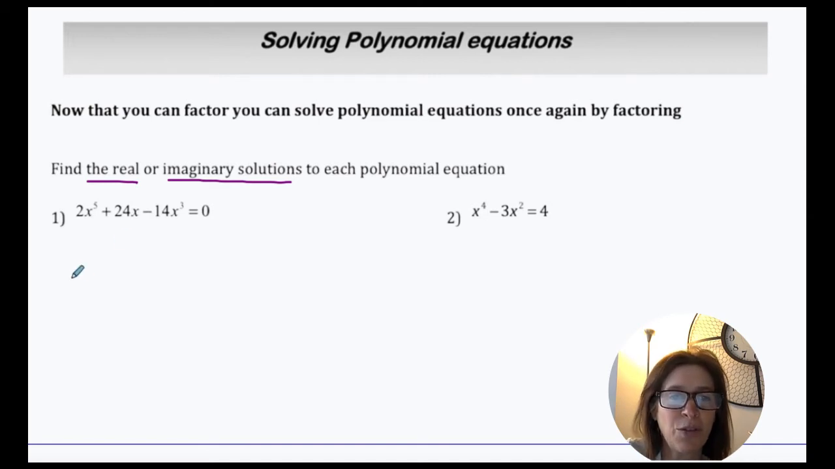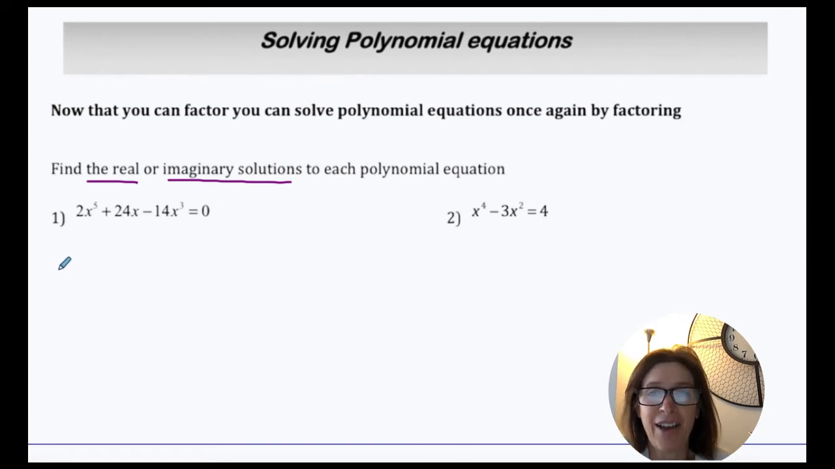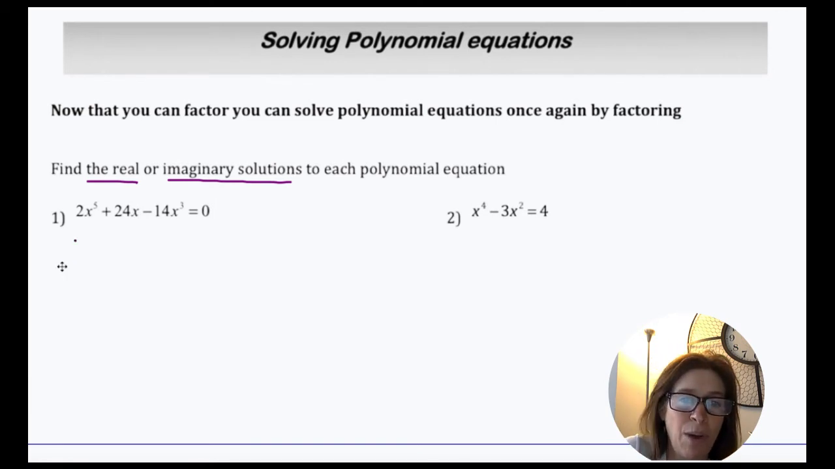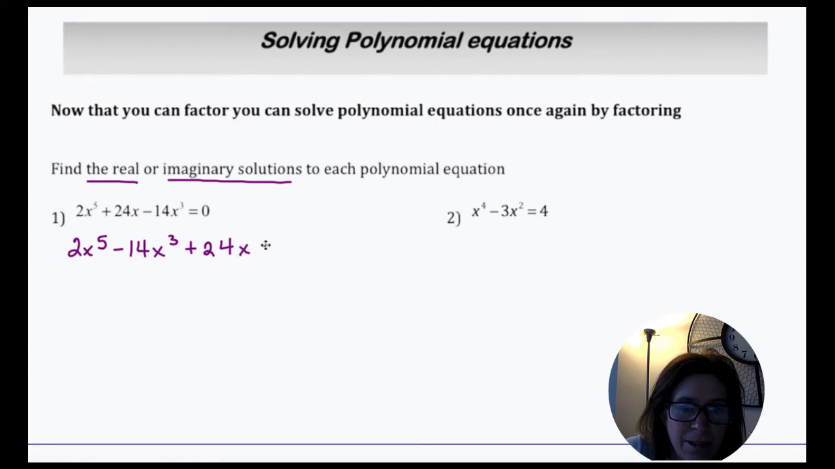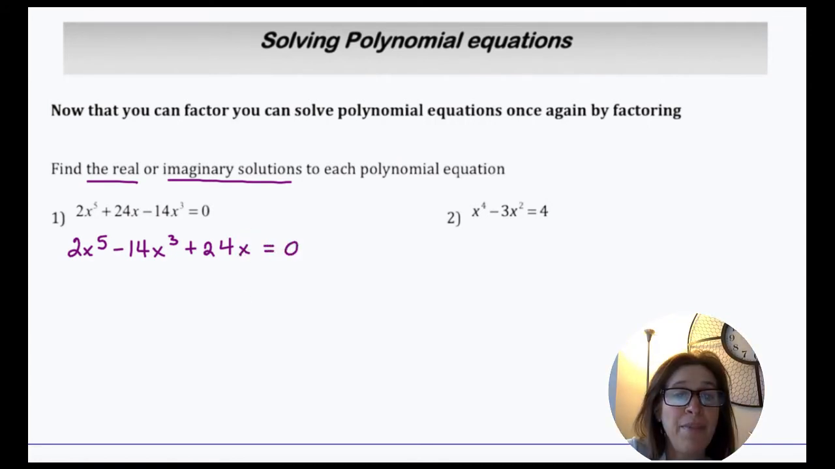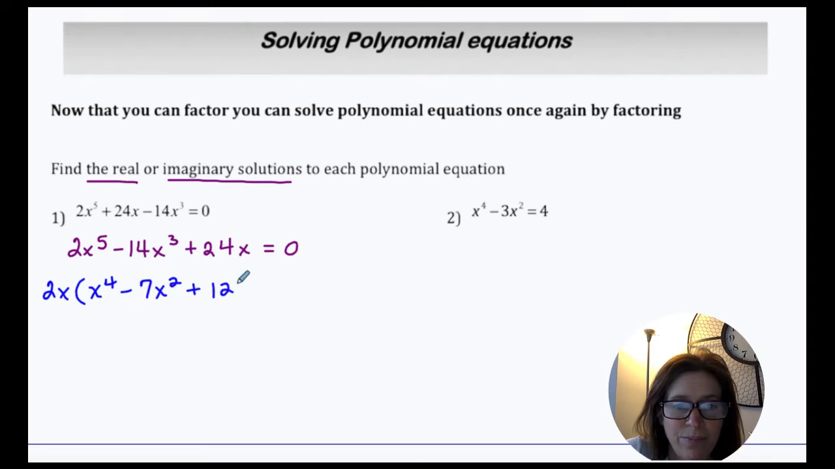Okay, so if I'm looking at this first polynomial, it's a degree 5. But remember, before we even begin to factor, it has to be in standard form. So I'm going to have to rewrite this. Okay, and so from there, I'm going to look for a GCF, and I see that I have a GCF of 2x. I could divide out the 2 if I wanted to because it is an equation, so I could also do that. That's going to give me x to the 4th minus 7x squared plus 12.